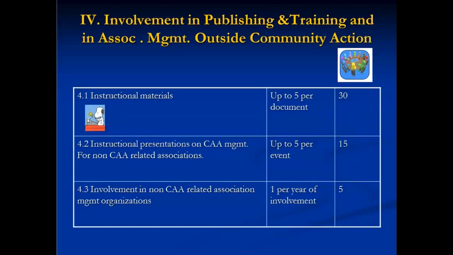4.3 is involvement in non-community action related association management organization. This is, for example, for those of you who might be on your local church's school board or your local church's, whatever you might call it, oversight organization, et cetera. Whatever might be any other kinds of involvement in the community, not community action related, but show you engaged and involved in a larger community. Okay, that's what is meant to be covered in 4.3. This one fills very quickly for many candidates. Okay?